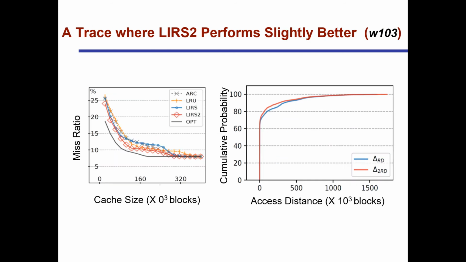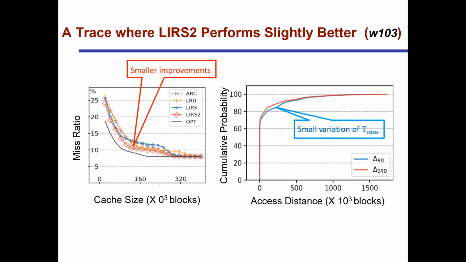In the second trace, LIRS2 performs only slightly better than LIRS. This is consistent with the observation on the locality measure variation distribution curves. While 1 reuse distance already has small variations, there is little room for LIRS2 to improve.